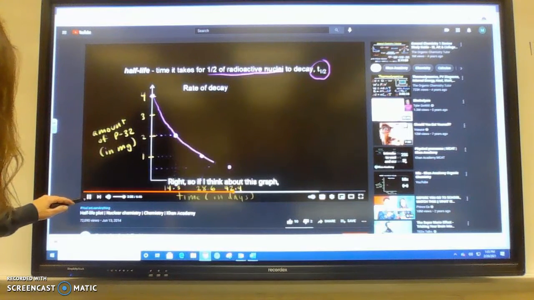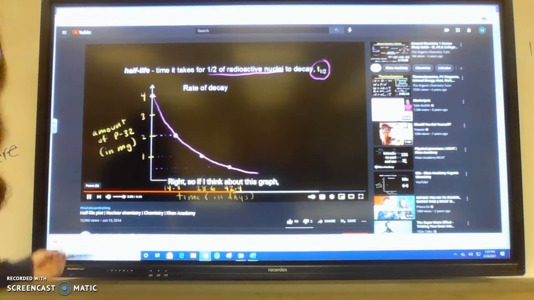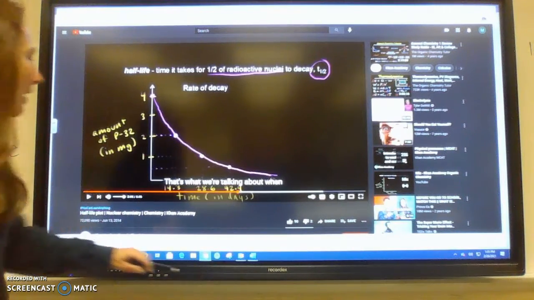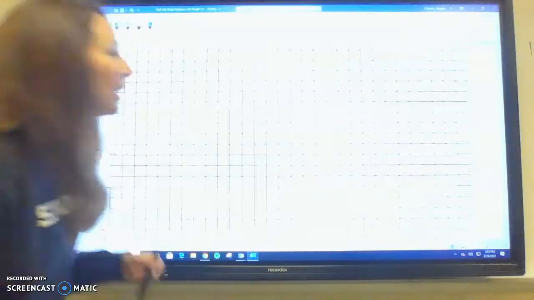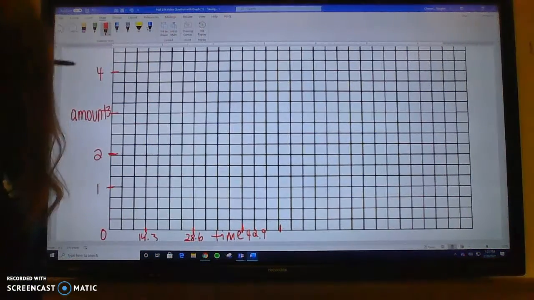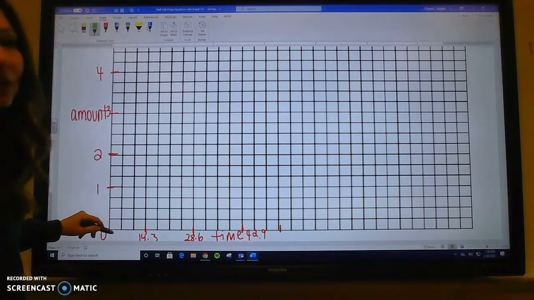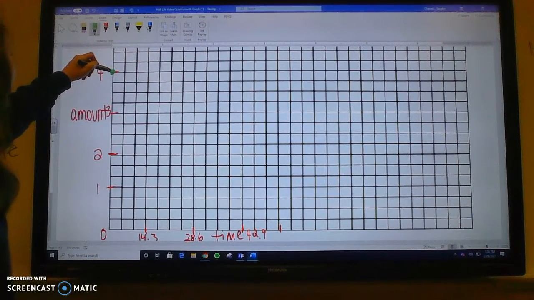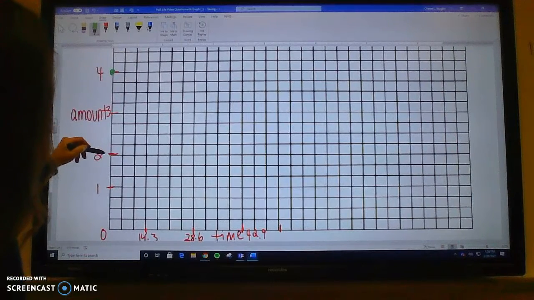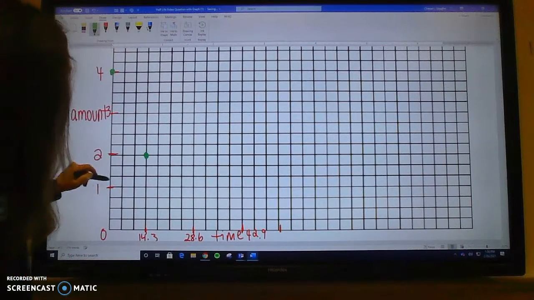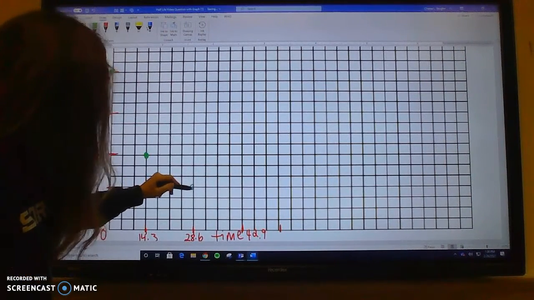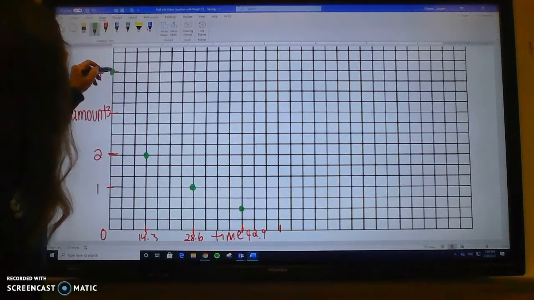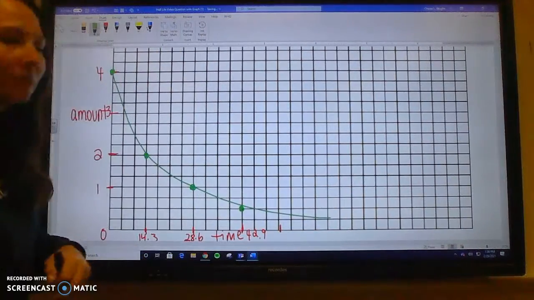So if I think about this graph, this is exponential decay. So all right, let's go back to our paper and let's graph that. Our first point is before any half-lives occurred, we started with 4 grams. So we always have our time as 0 at the beginning. First half-life, it's going to go down to half. Next half-life, it goes half of that amount. And then the next half-life is half of that amount. All right. And then if we graph it, we get our graph.